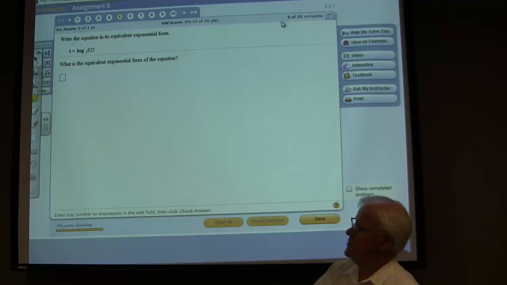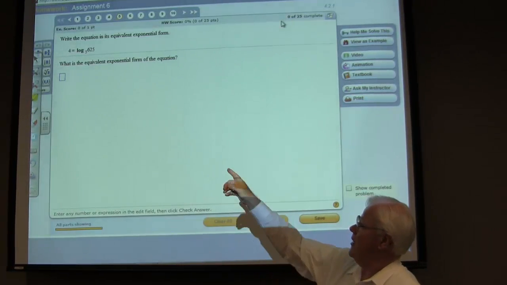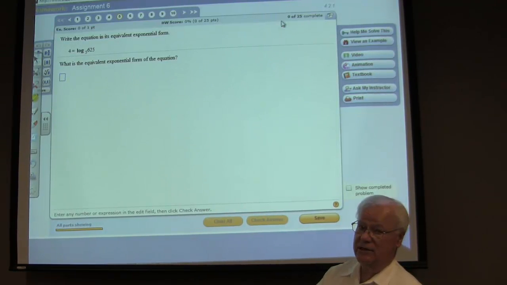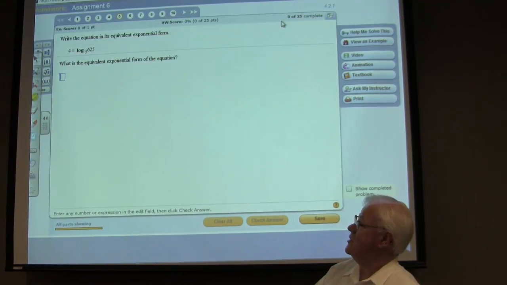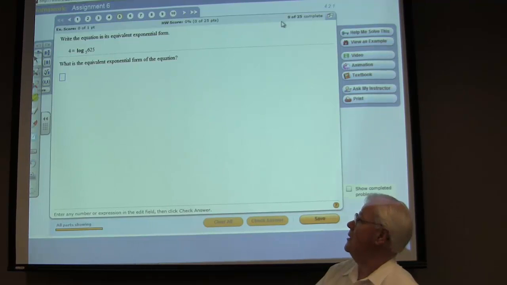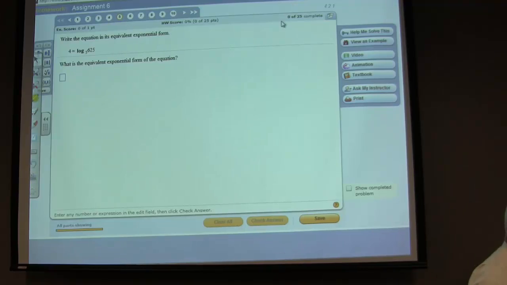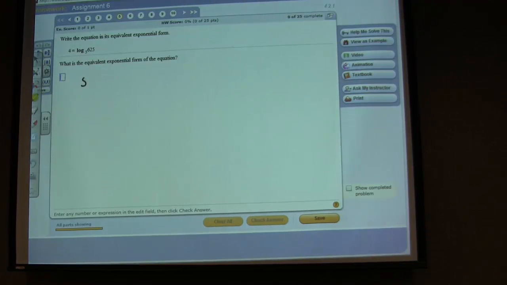Well, let's see. There's got to be something raised to that exponent. We call that the base. The base is always the small little number by the log. It's a subscript to the log. In this case, it's the 5. So this is saying 5 to the 4th power is 625. Well, they want us to write it in exponential form. So to write this in exponential form, we would say 5 to the 4th power equals 625.